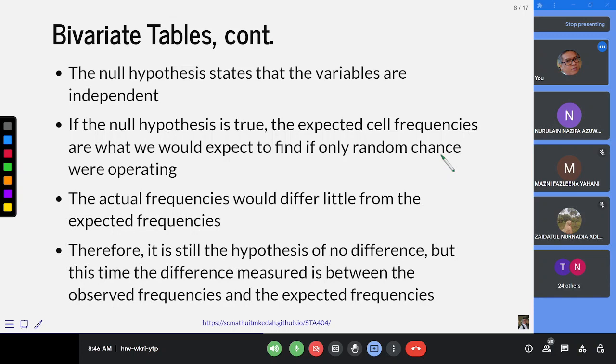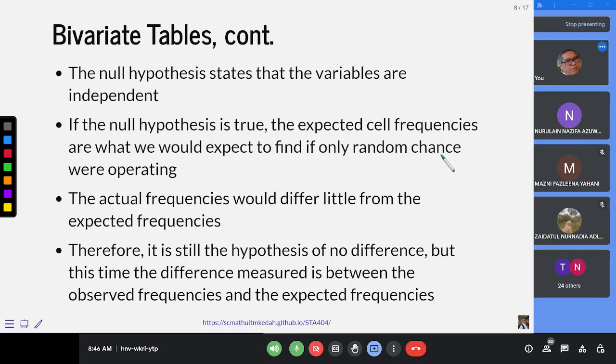Therefore, it is still the hypothesis of no difference, but this time the difference measured is between the observed frequency and the expected frequency. So, itu bezanya dengan parametric test. So, in parametric tests, we are comparing if there exists any difference or not between two mean values, right? But in this situation right now, we are not testing between two means, okay? But we are testing between the observed and the expected frequency.